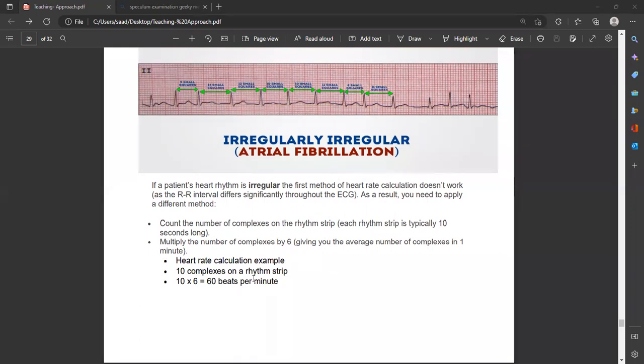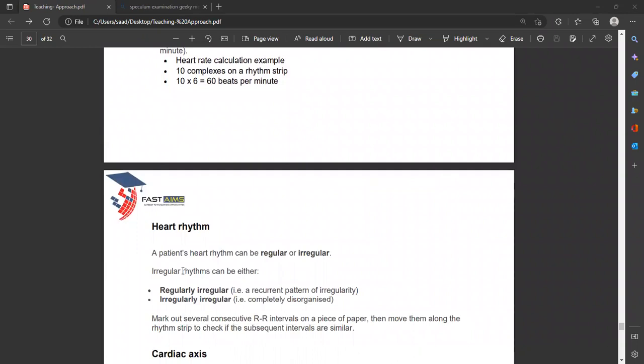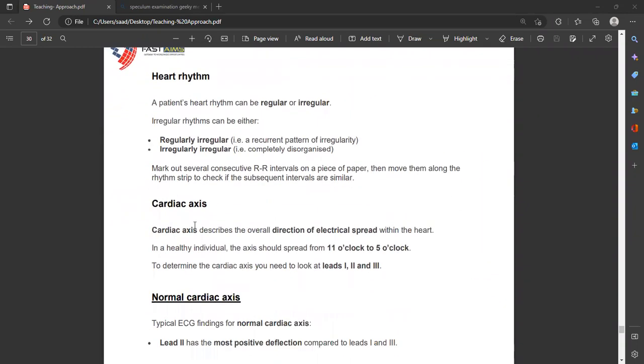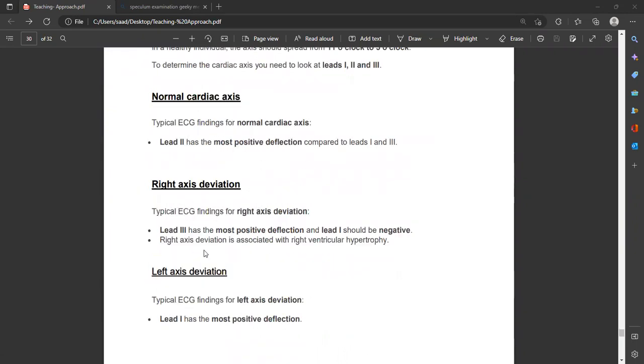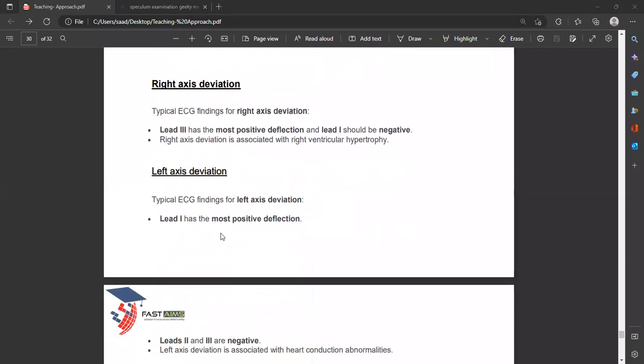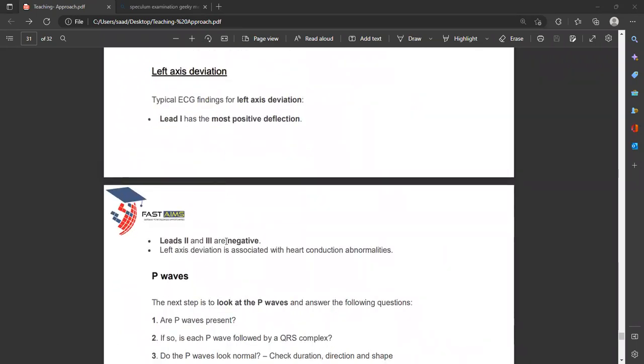So for the irregular rhythm, you count the QRS complexes in 30 big boxes and then multiply by 6 to get beats per minute. This is the way to calculate rate for regular and irregular rhythms. Then comes cardiac axis. You can talk about normal axis and the leads. Lead 2 is most positive in normal cardiac axis. In right axis deviation, lead 1 should be negative and lead 2 positive. There is the thumb rule as well, which you can use to teach the student, whatever you feel is easy for you. In left axis deviation, leads 2 and 3 are negative.